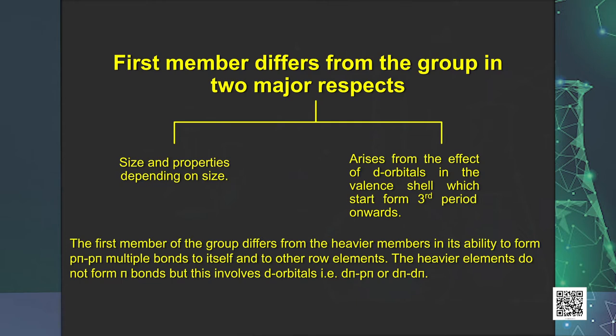The first member of the group differs from the heavier members in its ability to form p-pi multiple bonds to itself and to other second row elements. The heavier elements do not form pi bonds, but this involves d orbitals, that is d pi p pi or d pi d pi. Here we will study the chemistry of p block containing groups, namely group 13 and group 14.